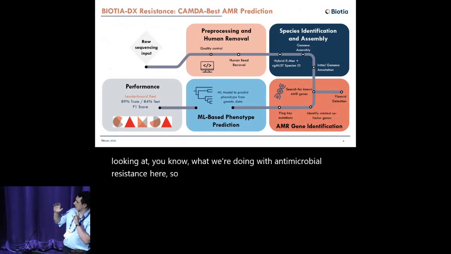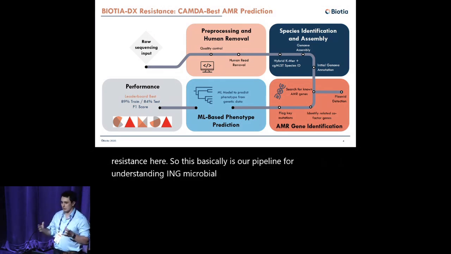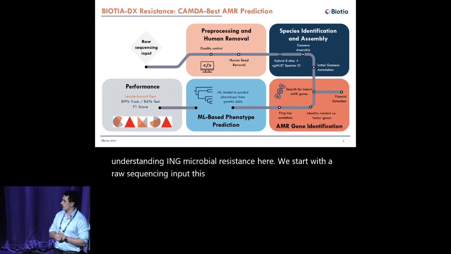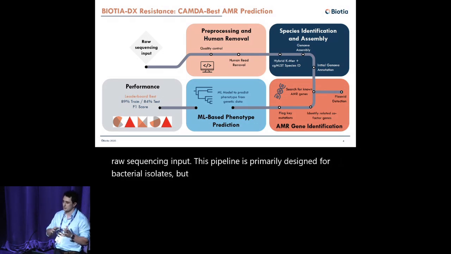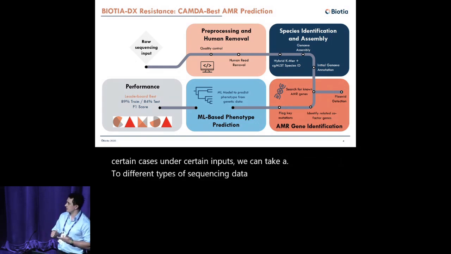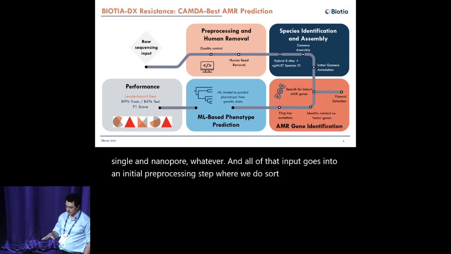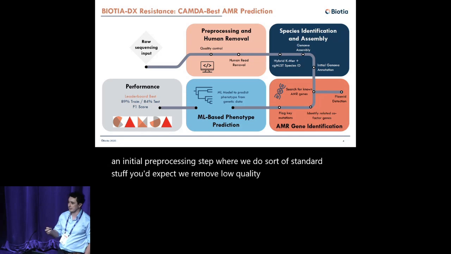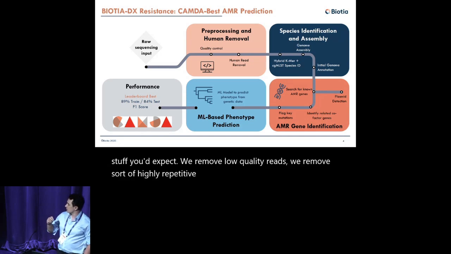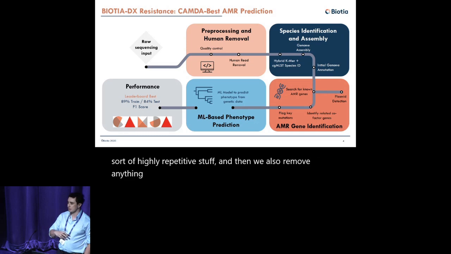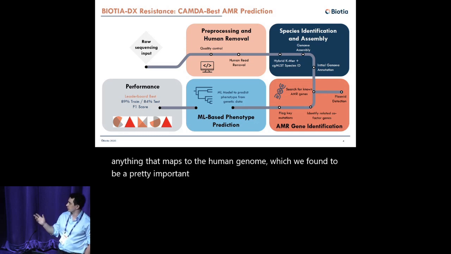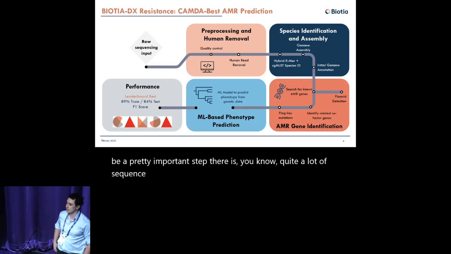This is our pipeline for understanding antimicrobial resistance. We start with a raw sequencing input. This pipeline is primarily designed for bacterial isolates, but it also works for metagenomes in certain cases. We can take a bunch of different types of sequencing data as input: paired end, single end, nanopore, whatever. All of that goes into an initial pre-processing step where we do standard stuff you'd expect. We remove low quality reads, we remove highly repetitive stuff, and then we also remove anything that maps to the human genome, which we found to be a pretty important step. There is quite a lot of sequence usually that maps to the human genome in anything that was processed in the lab.